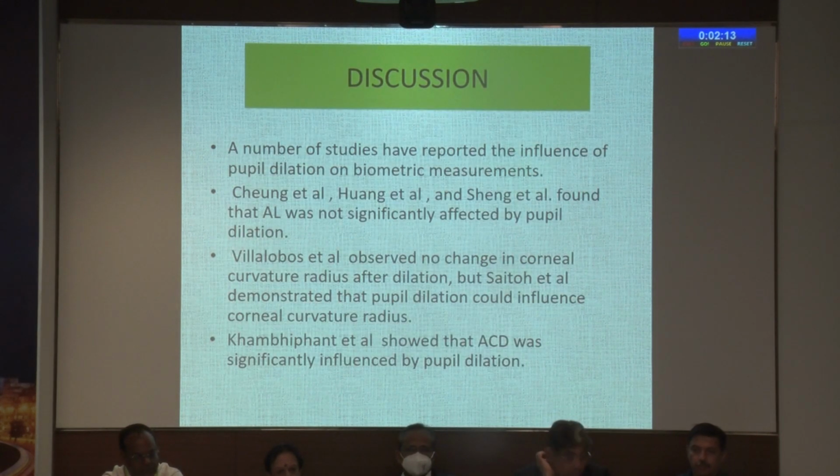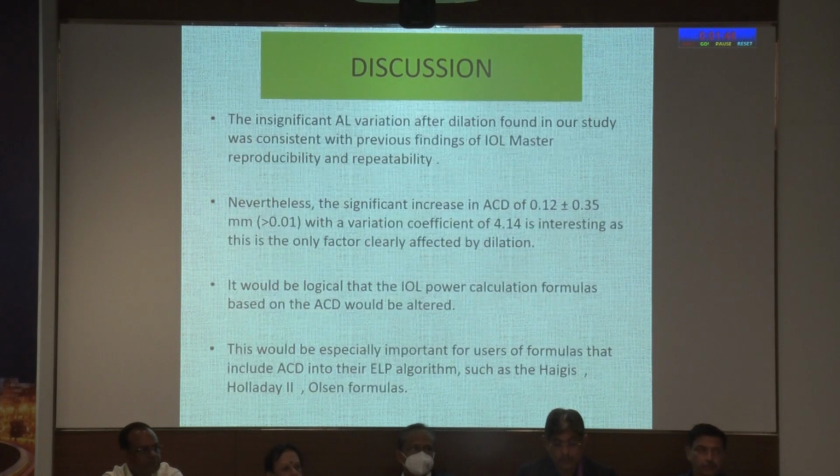A number of studies have reported the influence of pupil dilation on the biometric measurements. Cheng et al., Heng et al., and Sheng et al. found that the AL was not significantly affected by pupil dilation. Villalobos et al. observed no change in the corneal curvature radius after dilation, but Seto et al. demonstrated that pupil dilation could influence corneal curvature radius. Cambipant et al. showed that the ACD was significantly influenced by pupil dilation.